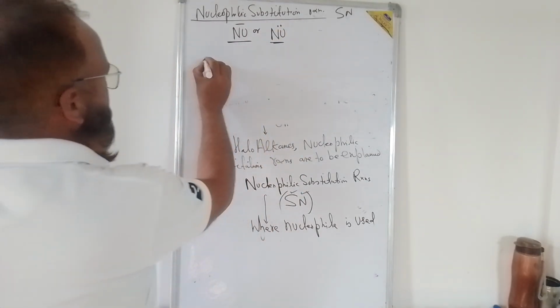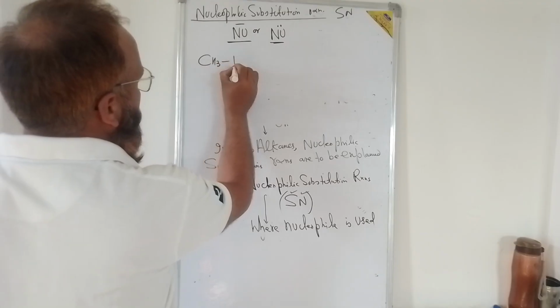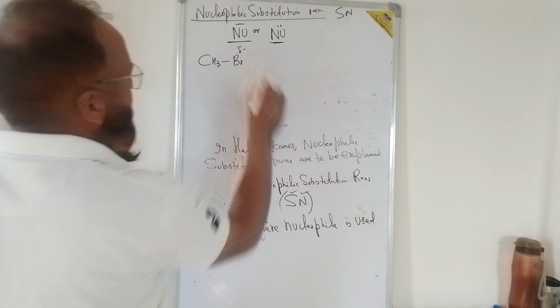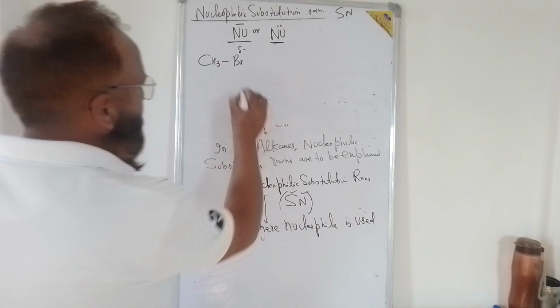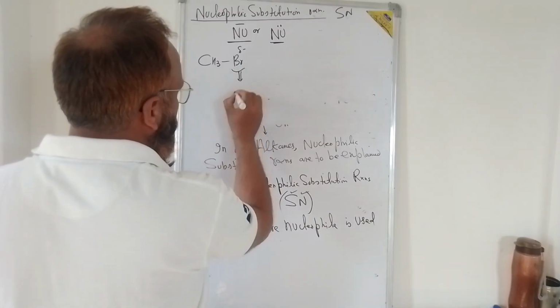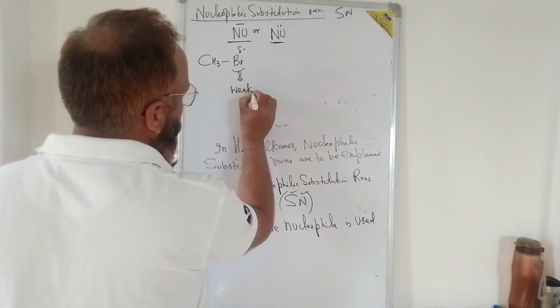So here you will see CH3Br. Br shows delta negative. So Br is a nucleophile. You can say a weak nucleophile.